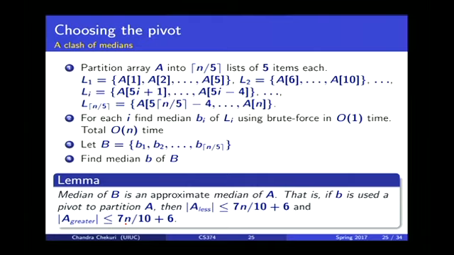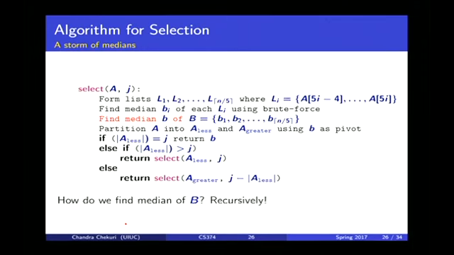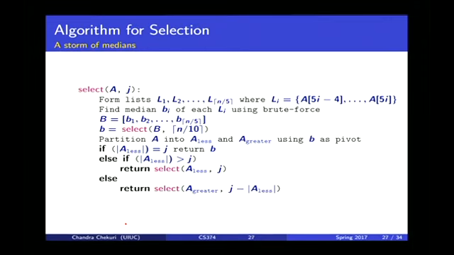And so what is the algorithm using that? Remember, we're trying to find the jth ranked element in array A with n elements. You first form these n over 5 lists like we did. Now, in each of those lists of 5 elements, you find the median b_i, so b1, b2, up to b_(n over 5). You create a new array B, and now you want to find the median of those n over 5 elements. How are we going to find it?